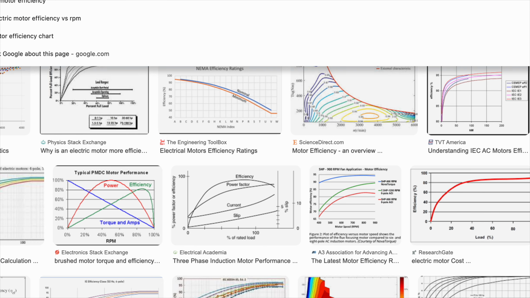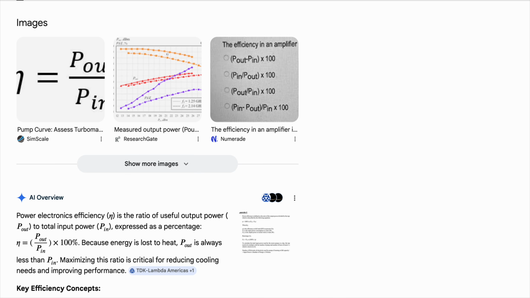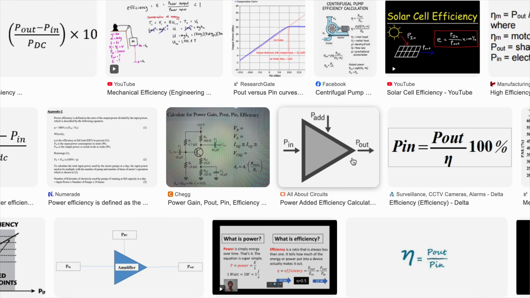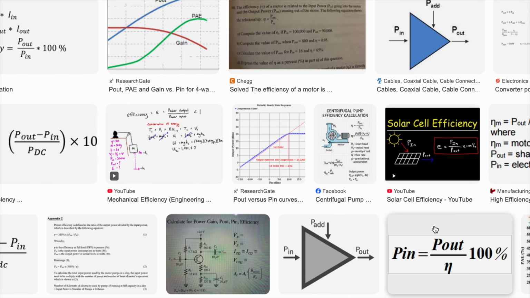Maybe it's better to search for P in, P out, efficiency. Maybe here I can find better photos. Yeah, look at this equation: P in is P out divided by efficiency.